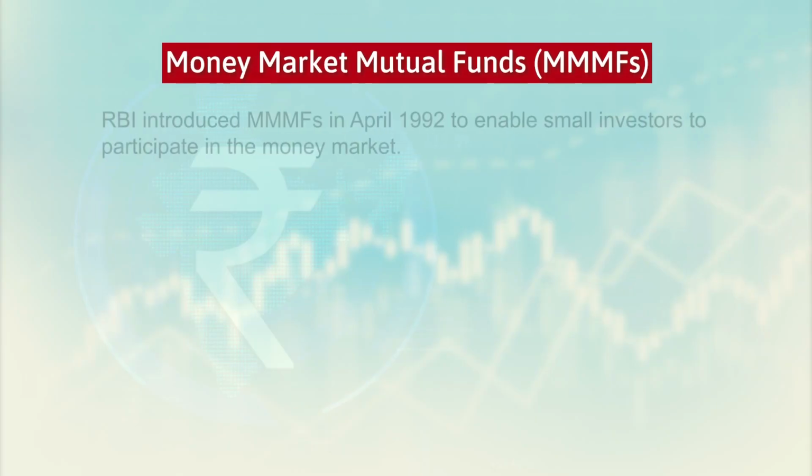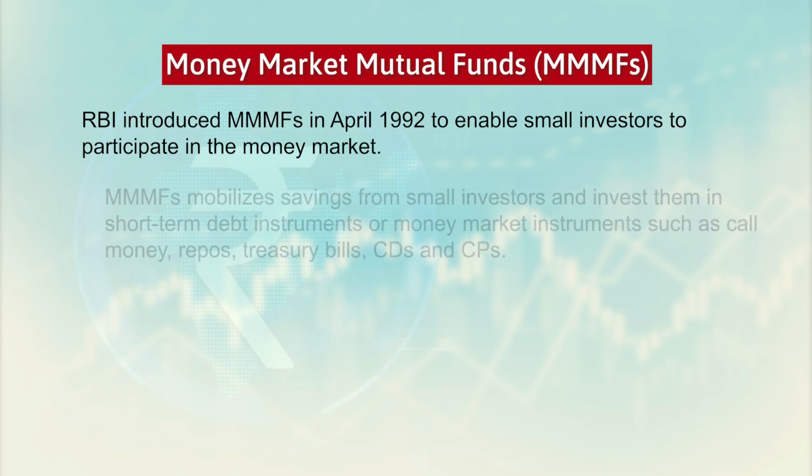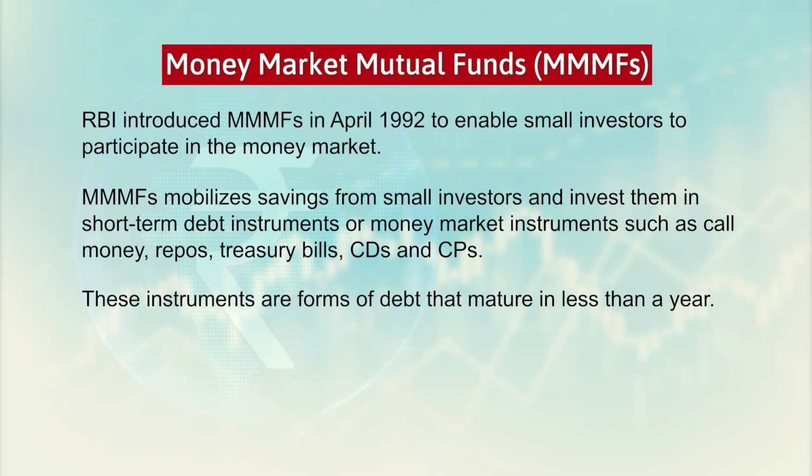We also have another type of sub-market which is called the money market mutual funds. RBI introduced these money market mutual funds in April 1992 to enable the small investors to participate in the money market. The money market mutual funds mobilize savings from the small investors and invest them in short-term debt instruments or money market instruments such as the call money, the repos, the treasury bills, the certificates of deposit and the commercial papers. And these instruments are forms of debt that mature in less than a year.